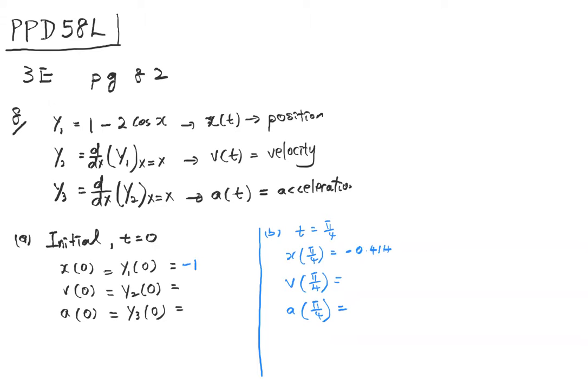Okay, the velocity at the beginning is 0. Right? This is cm, sorry. This is cm per second. So the acceleration is 1 minus 2 cos x. The acceleration is 2.